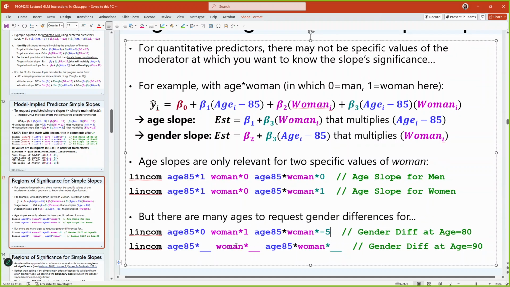There we go. Likewise, if we wanted it for a 90-year-old, the main effect of age is irrelevant. The gender slope is what we need to start with, and then we fill in the value of the moderator that we want the gender slope for.